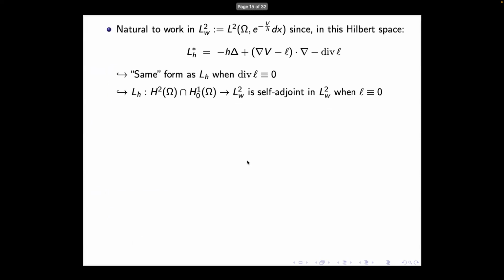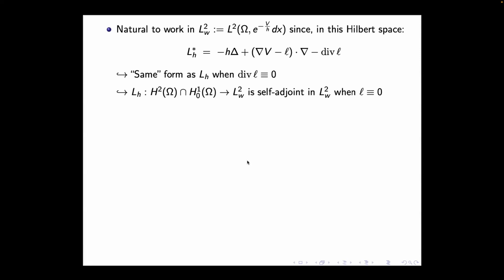Before that, I need an adapted functional framework for making the analysis. It's quite natural to work in this weighted Hilbert space, which is the H² Hilbert space, but with the weight exponential of minus V over h. So why is it quite natural?